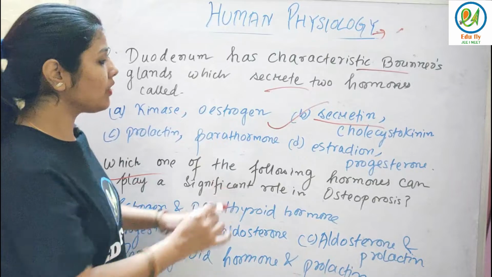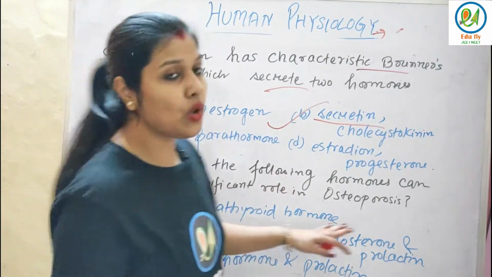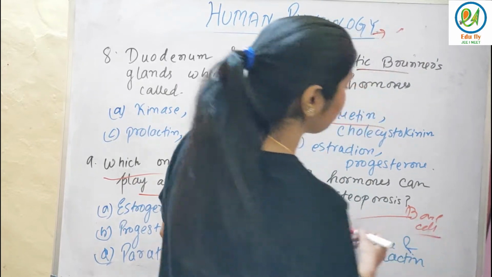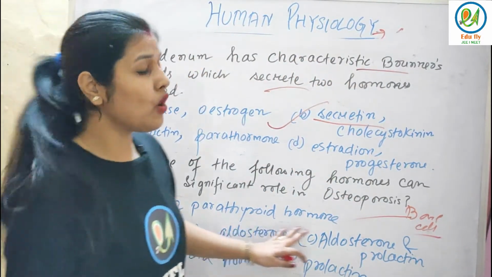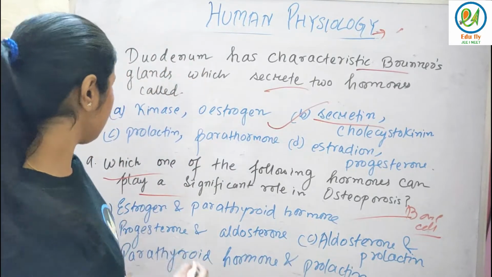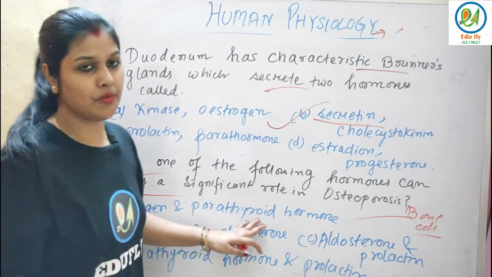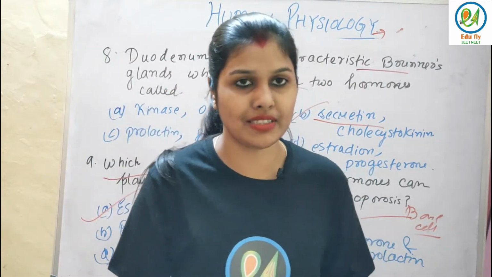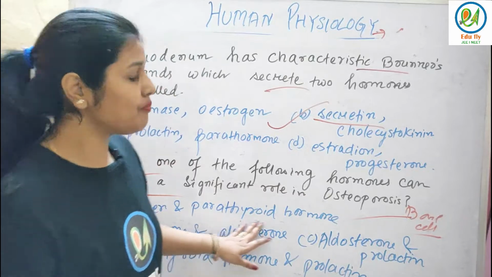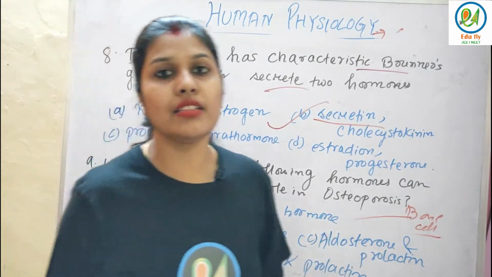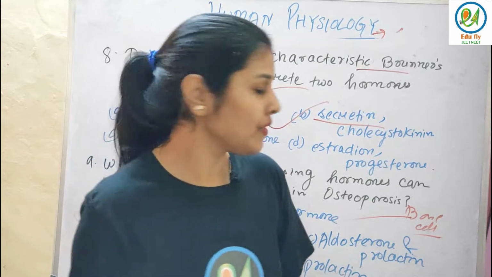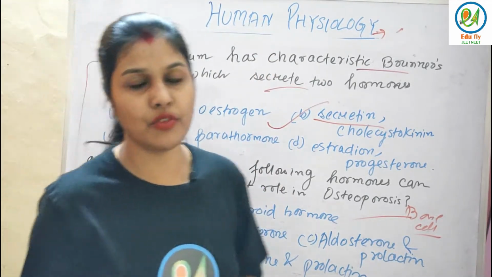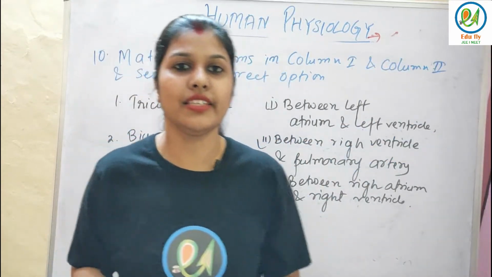Next: which one of the following hormones can play a significant role in osteoporosis, that is, bone? Osteoporosis means bone disease. The answer is estrogen and parathyroid hormone. Estrogen helps the osteoblast cell, that is the bone cell, and excess of parathyroid hormone will create demineralization of bone. Done. These two questions are very important from the NEET point of view. So, now let's see the next question.